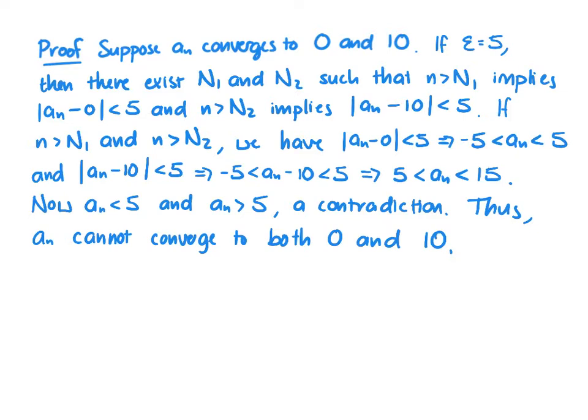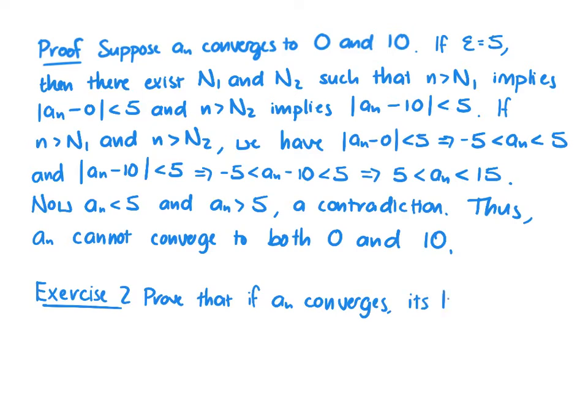All right, so I would like you to generalize this idea. So I use 0 and 10 here, but there's nothing special about those numbers. As long as you aim for a contradiction and assume that you have two different limits for the sequence, we should be able to do something along these lines. So for exercise 2 here, which is one I would like you to do, and we can discuss, prove that if a_n converges, its limit is unique. Okay, so if a sequence converges, there is exactly one limit.